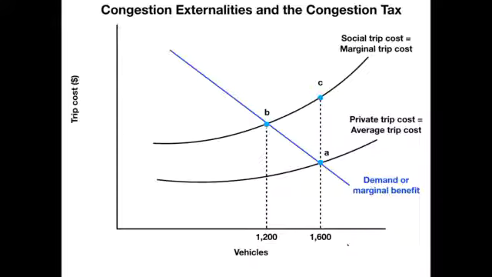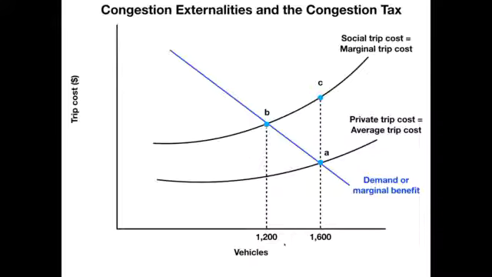The reason being is that the marginal cost of that trip is greater than the marginal benefit. So there's a reduction in social welfare for every single individual above 1,200 up to that 1,600. So for those 400 vehicles, the marginal cost is greater than the marginal benefit, which is going to reduce social welfare.